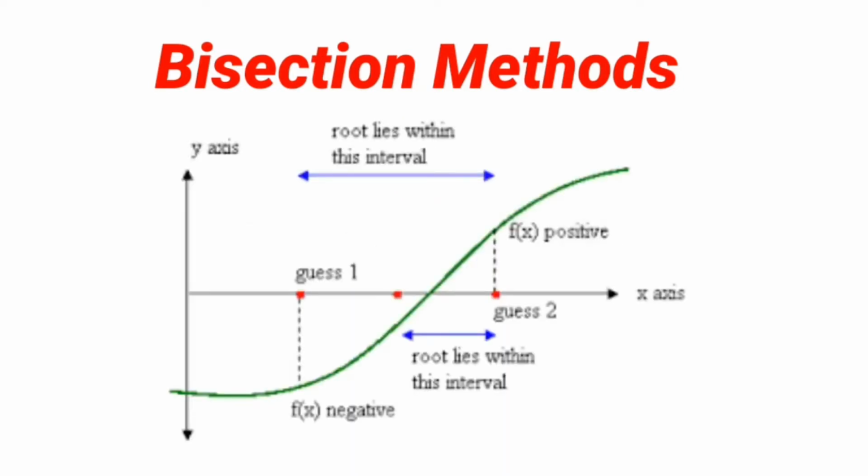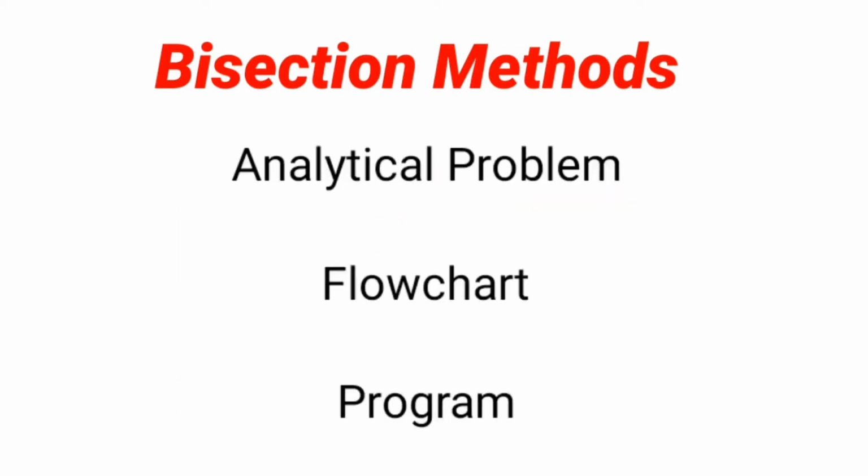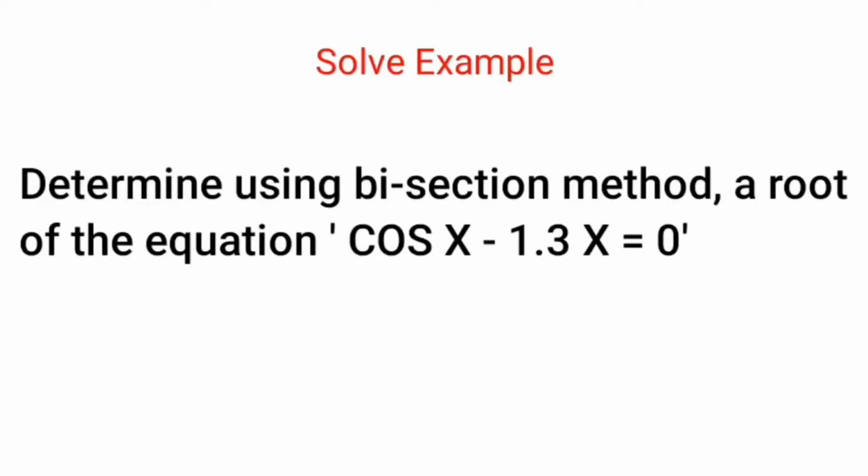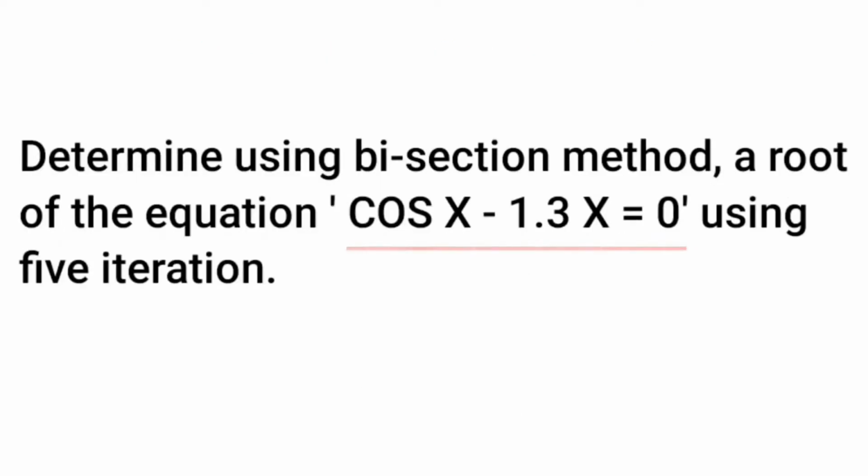Now, if you see the curve, that is f of x, which is placed on the x and y axis, the curve intersects the x axis, and that point is nothing but the root of the equation. So in this, first we have to solve an analytical problem and create the flow chart for the process. Solve: determine using the bisection method a root of the equation cos x minus 1.3x equal to 0 using 5 iterations.